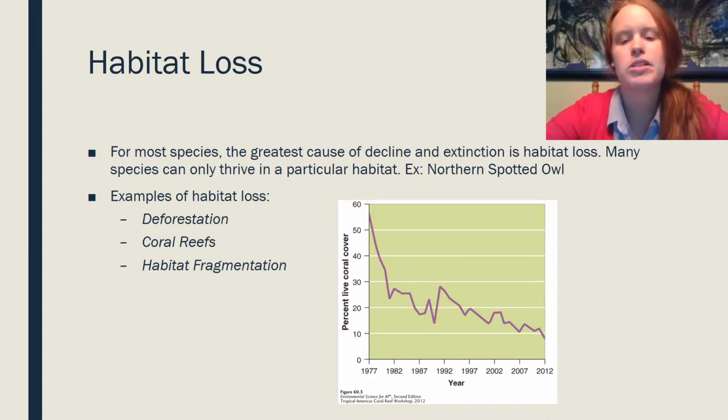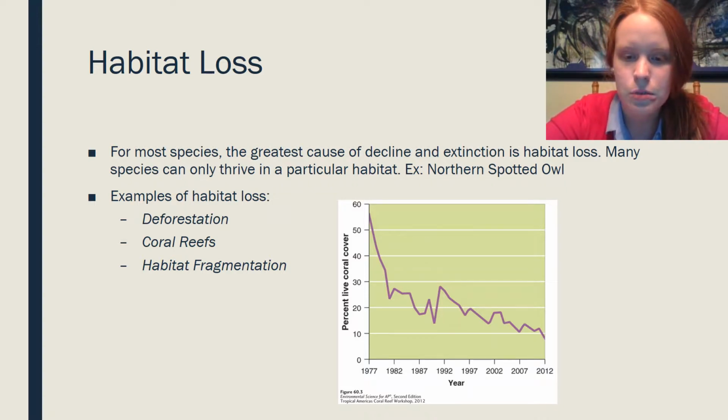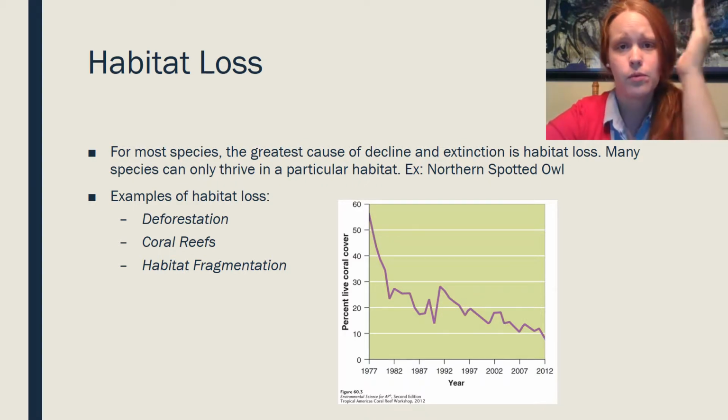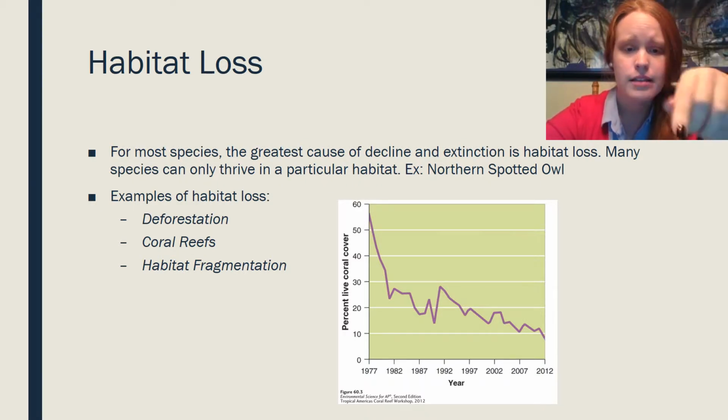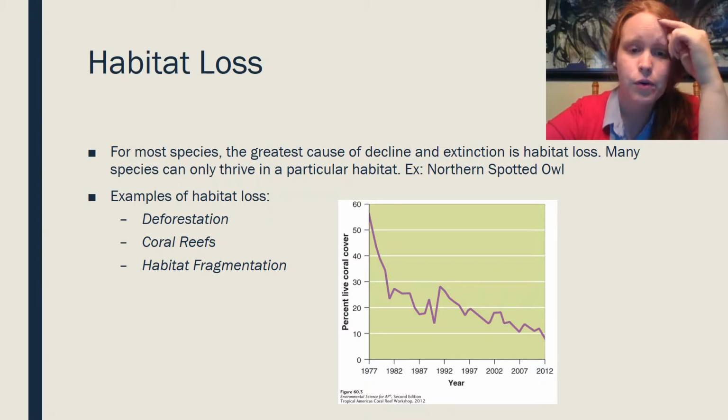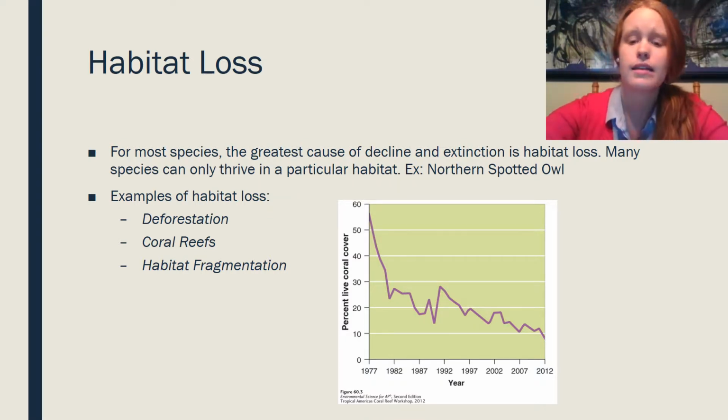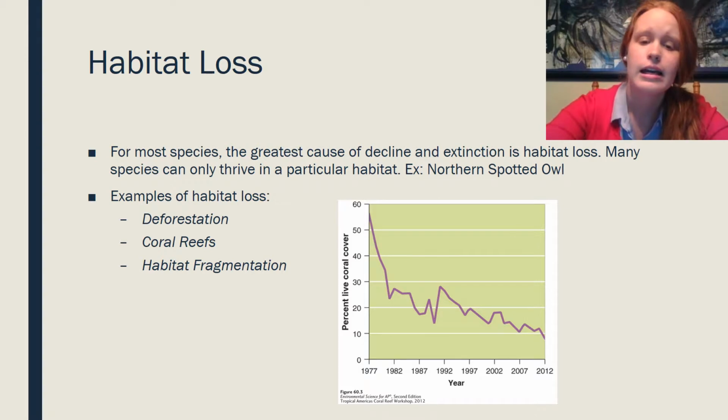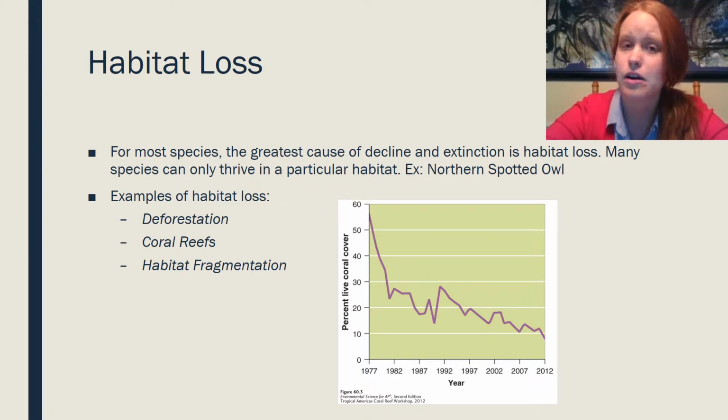Okay, this graph on this slide has to do with the amount of coral in the ocean, specifically looking at the Caribbean coral reef. You can see that the y-axis, which is up and down, is the percent of live coral in that area, and the x-axis is the year, and you can see how dramatically it has gone down. It is a lot. Okay, no bueno.